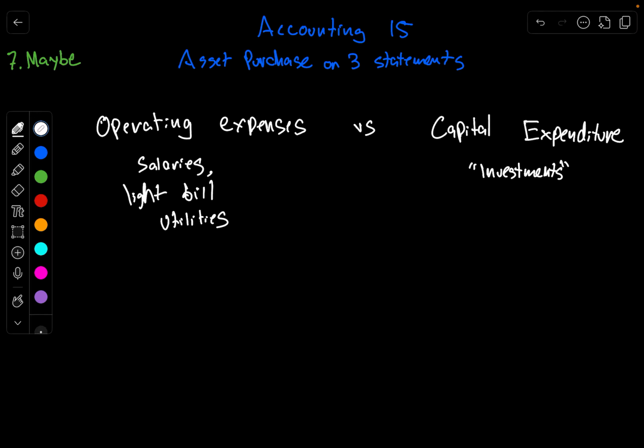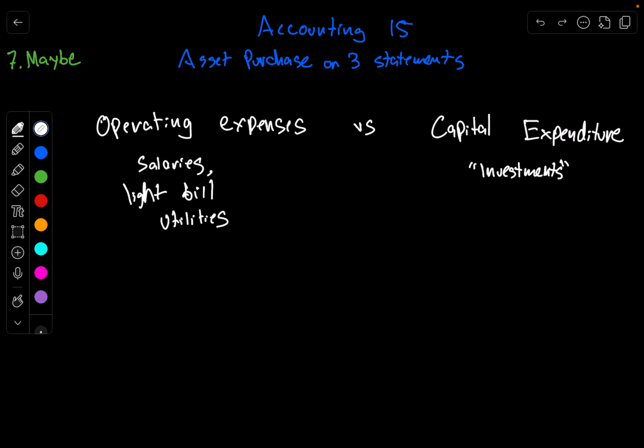So let's say that I have a cookie factory, right? And I have different expenses related with that cookie factory. I have to pay the salaries of the employees that work there. I have to pay for the energy and all of those other things, right? Those are all operating expenses. However, if I go and acquire a new factory or a new piece of equipment, basically investing in the business, that is a capital expenditure.